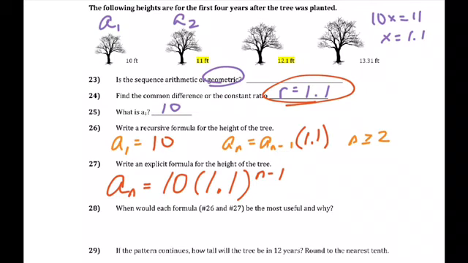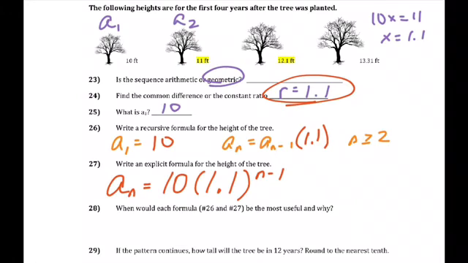Okay, now 28 and 29: when would each formula be the most useful and why? So I want you to stop and think about, when would I use the recursive formula? When would I just take the previous term and multiply it by 1.1? And when would I want to use the second formula? So write a sentence about each one and then start the video again.